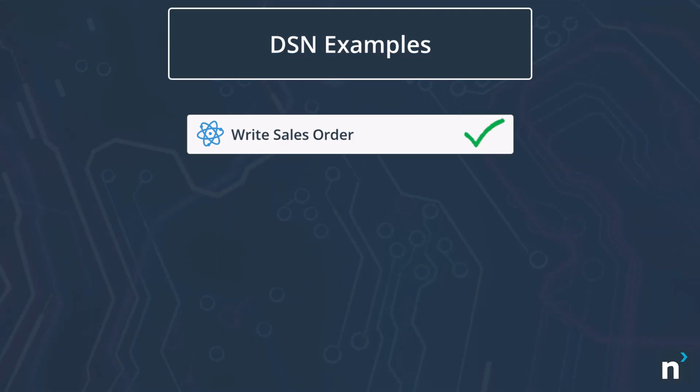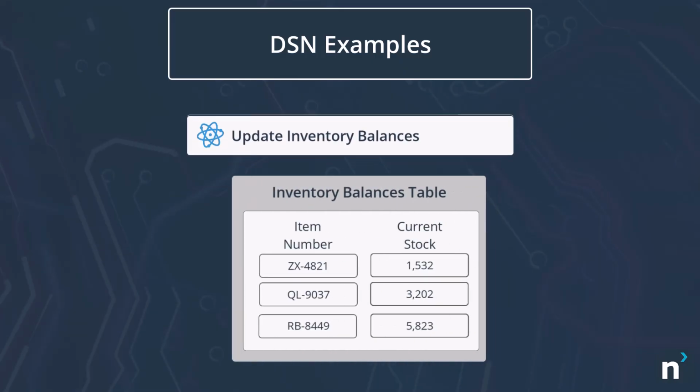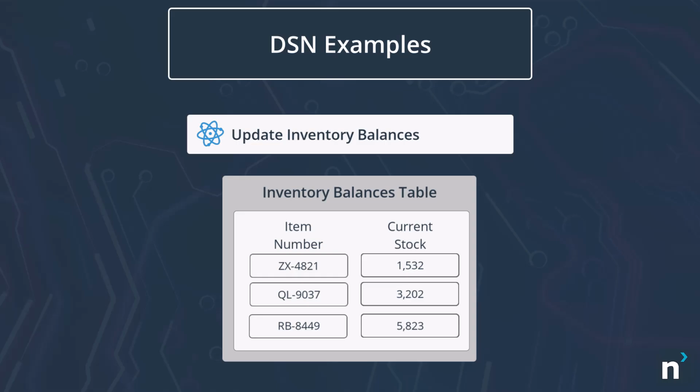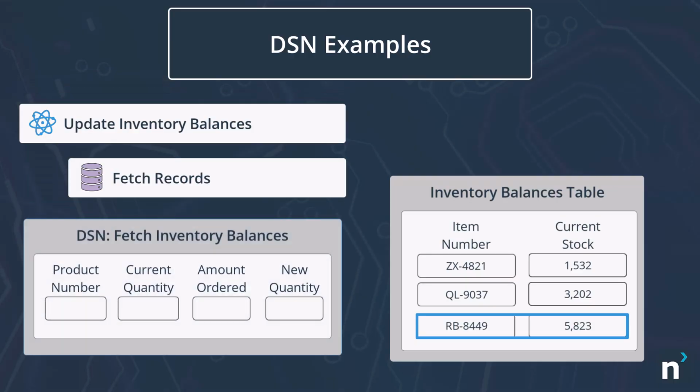Now that inventory has been confirmed, the update inventory balances logic block runs and reduces the on-hand inventory for the ordered item in the inventory balances table. The logic block uses a fetch records action to retrieve the record to be updated and store it in a new DSN called fetch inventory balances. Using the DSN, the logic subtracts the ordered amount from the available quantity.